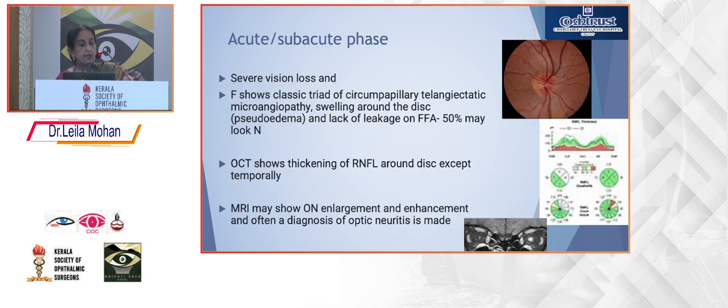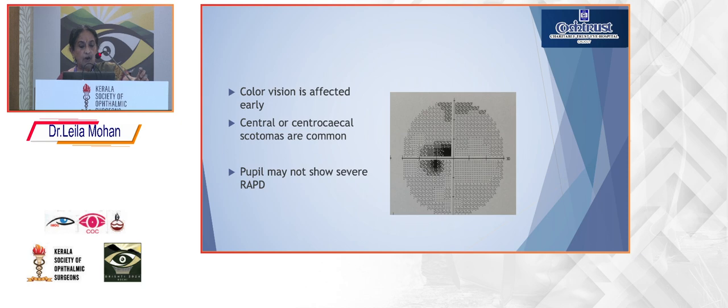In the acute phase, when there is sudden loss of vision, the fundus shows the classic triad of circumpapillary telangiectatic microangiopathy, swelling around the disc, and thickening of the RNFL. With lack of leakage in FFA, 50% may look normal also, and OCT shows RNFL thickening around the disc except temporally. MRI may show an optic nerve enlargement but may be normal, and so we may make a diagnosis of optic neuritis. Often the picture is the same as optic neuritis: color vision may be affected, central or centrocecal scotomas, and the pupil may not show a big RAPD.